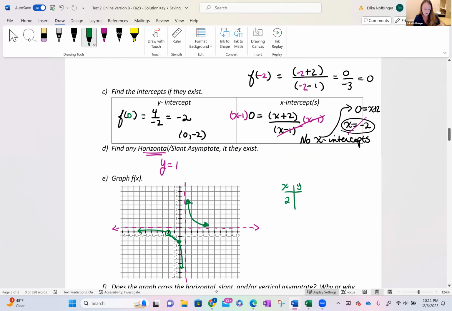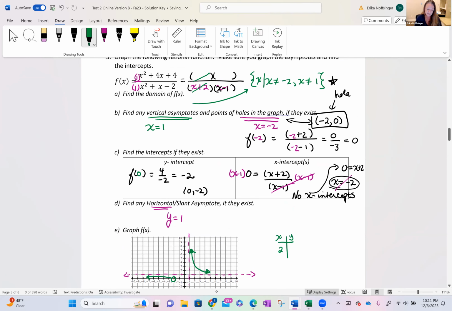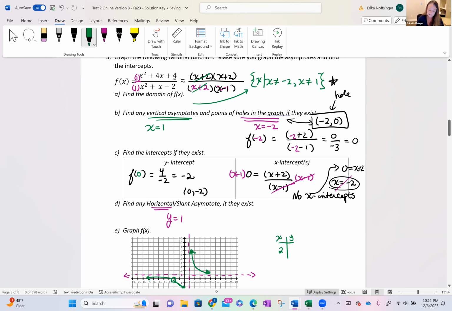And so going back up to my equation, plugging in 2 wherever I see an x, I'm going to plug it in my simplified form. So I would have 2 plus 2, which is 4. 4 divided by 2 minus 1, which is 1. So 4 divided by 1 is 4. So I have a point at x equals 2, y is 4, which is right here.